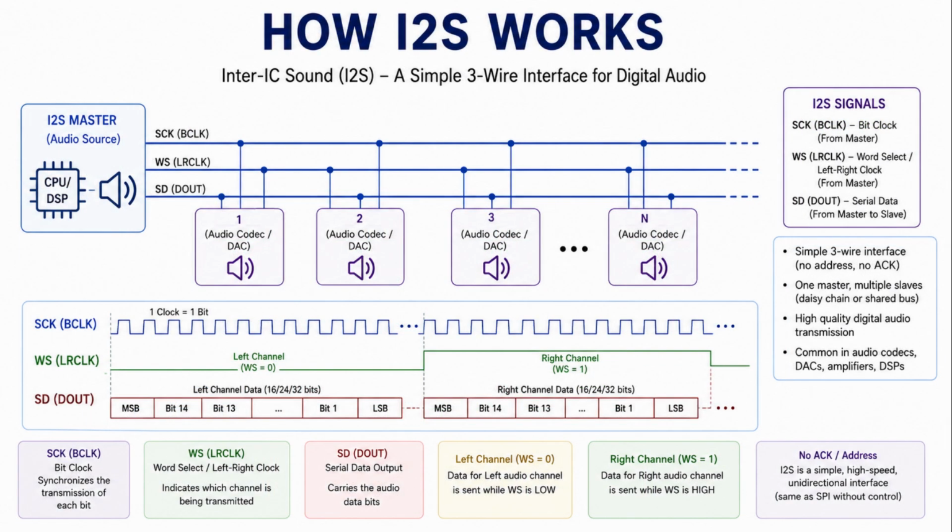Next we have I²S or inter-IC sound. Unlike I²C and SPI, I²S is defined specifically for digital audio. The basic interface has three important signals. The first is SCK or BCLK, the bit clock. Then we have WS or LRCLK, which tells us whether the current data belongs to the left audio channel or the right audio channel. And finally we have SD or the serial data line, which carries the actual audio samples. Depending on the application, each audio sample can contain 16, 24 or 32 bits.